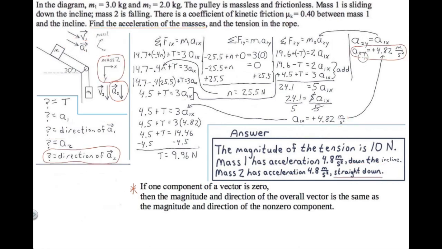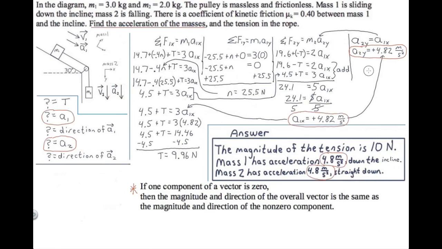Our result for a sub 2y is positive. The positive y direction we've chosen for mass 2 is straight down. So the direction of a sub 2 is straight down, as I've drawn here. Our result for the magnitude of the acceleration is the same for both objects. I'll round that result to 4.8 meters per second squared. I'll round our result for the magnitude of the tension force to 10 newtons.